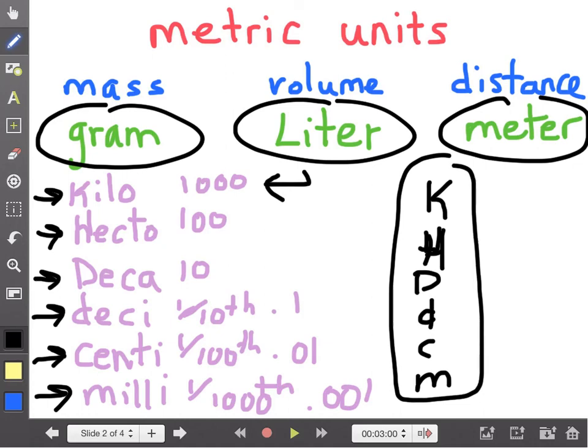And also keep in mind, deca and deci, you distinguish between them by using the capital D and the lowercase d. The capital D goes with the one that has a higher value.